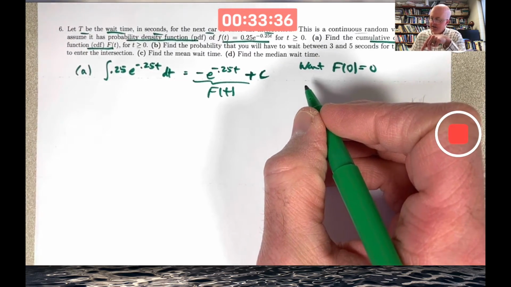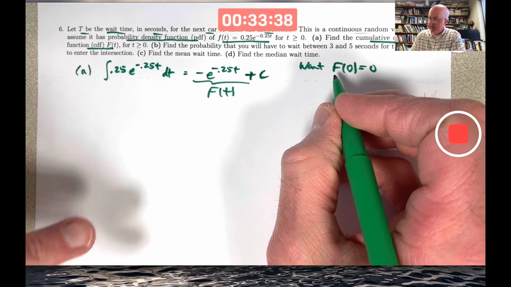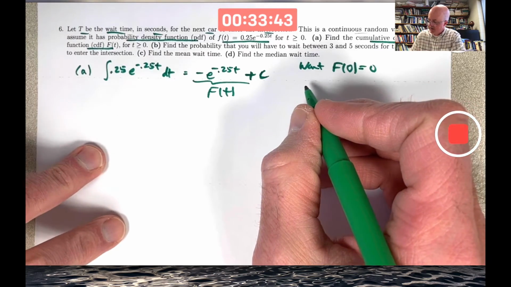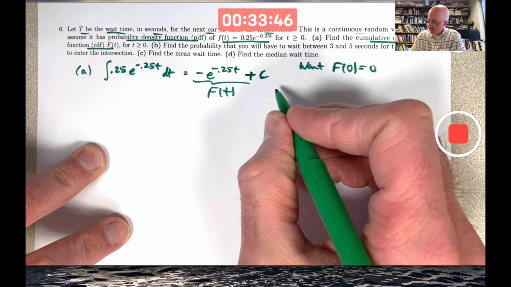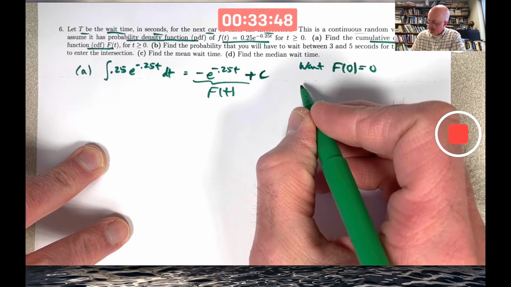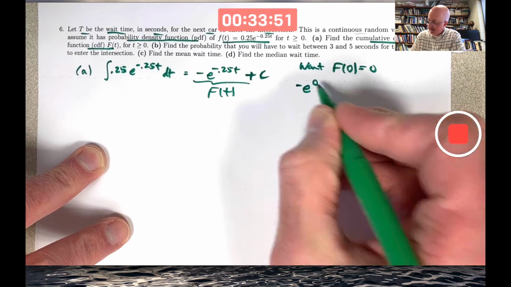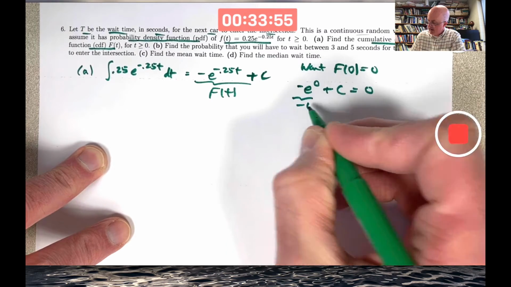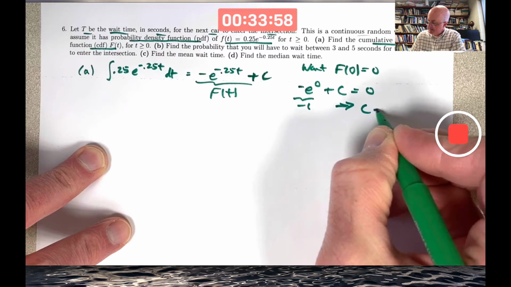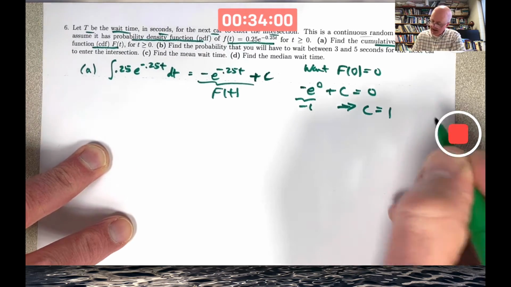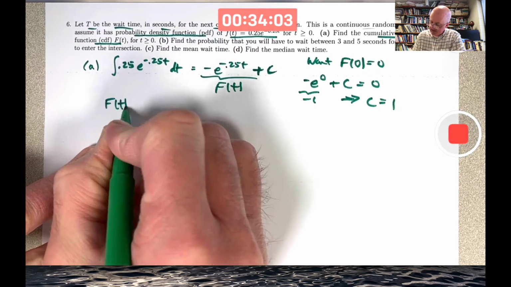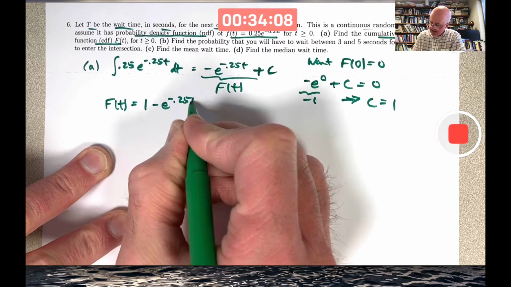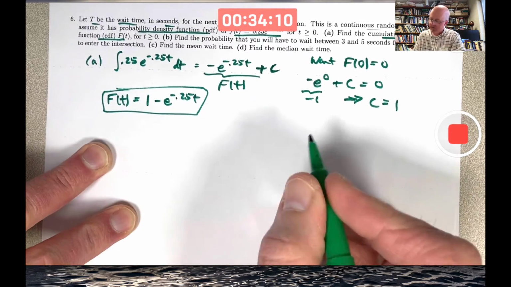Integrating the density function gives you probabilities, and capital F, this cumulative distribution function, turns out to give you probability. I'll explain that more in a little bit. But we want F of 0 to be 0. In this case, that means c will not be 0. We'll get negative e to the 0 plus c must be equal to 0. This is a negative 1, and this means then c is positive 1. Add 1 to both sides. And therefore, capital F of t is positive 1 minus e to the negative 0.25t. That is your cumulative distribution function.